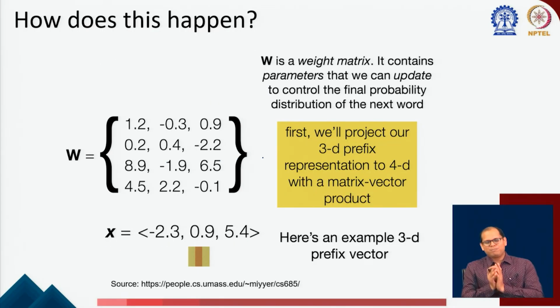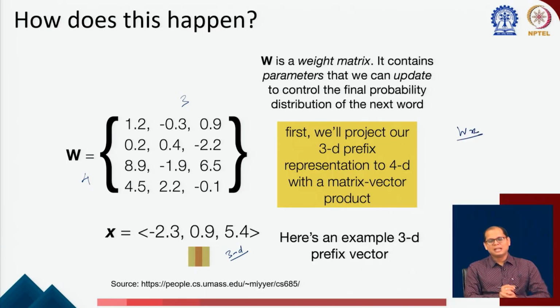we will need to multiply this. So we have this 3D prefix vector. I have to project it to 4 dimensions. So for that, I need a matrix. So I need a 4 cross 3 matrix. 4 cross 3 matrix that will project this 3-dimension prefix vector to 4-dimension output, right? So when I multiply W with X, so this is 4 cross 3 times 3 cross 1, I will get a 4 cross 1 vector, right? So I have to do W times X.